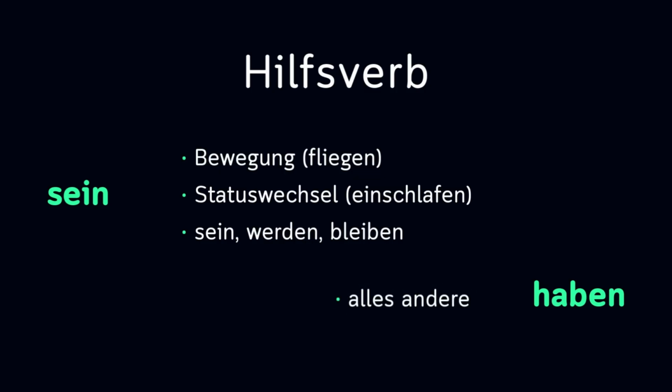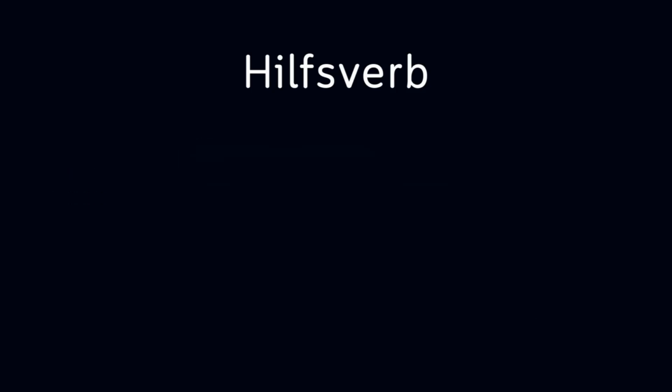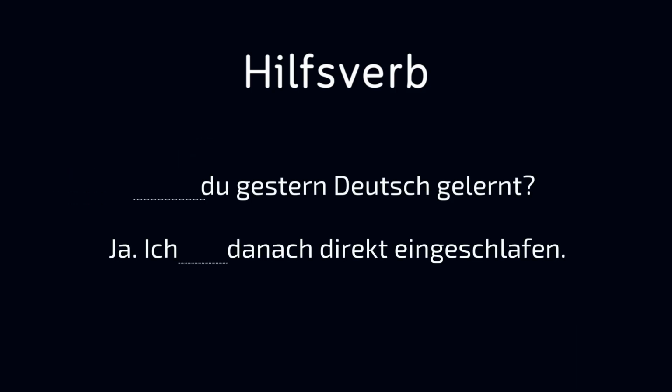Sein, werden, and bleiben. For example, "wir sind gestern in Berlin gewesen." And for all the other verbs that do not express movement, change of state, or a form of being, we use haben. Now let's do a quick check. Which helping verb do you need? And what's the correct form? Did you get them right? Great. So now you already know when to use sein and when to use haben.